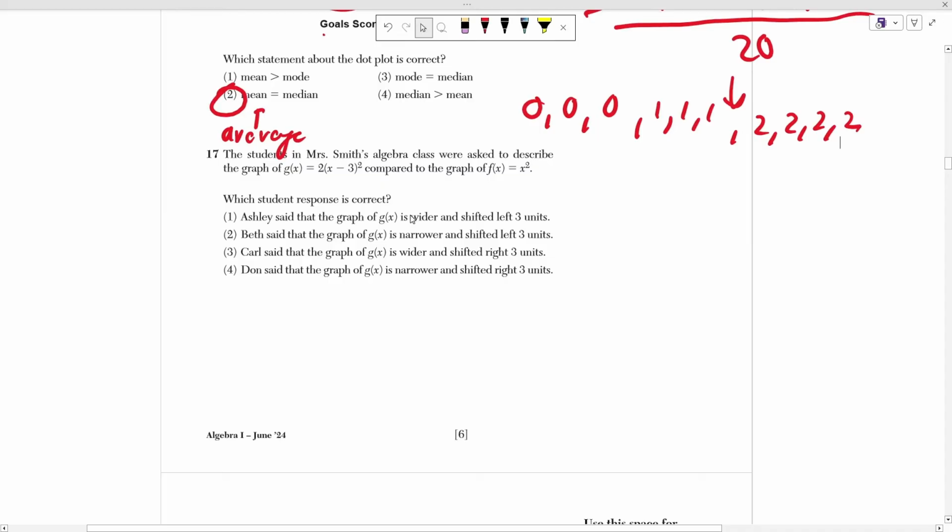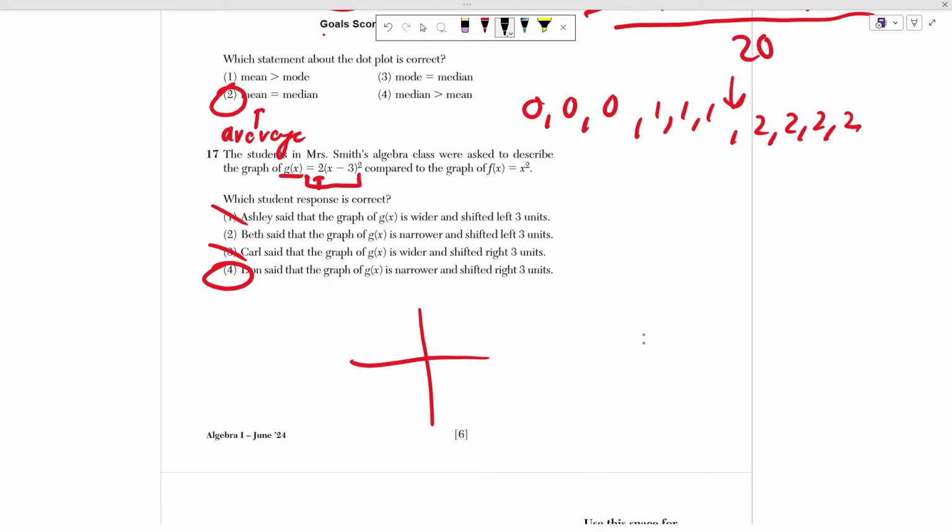17 says the students in Mrs. Smith's algebra class were asked to describe the graph of g of x is equal to 2 times x minus 3 squared compared to the graph of x squared, okay? If you were to graph this into your graphing calculator, what you'd find is that this graph will be narrower because you're multiplying it by 2. So the graph of g of x would actually be narrower, right, than the graph of x squared, and you'll find that it's shifted to the right by 3 units, okay?